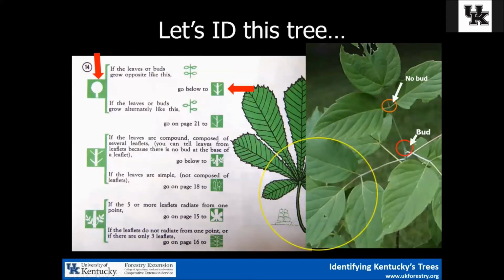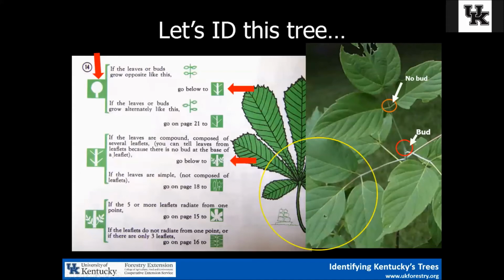So that's telling us this whole thing is the leaf right here. So we have 1, 2, 3 leaflets. Same here, 1, 2, 3 leaflets on our leaf. So it is clearly a compound leaf. Now we're going to stay on the same page. We're going to go down here.